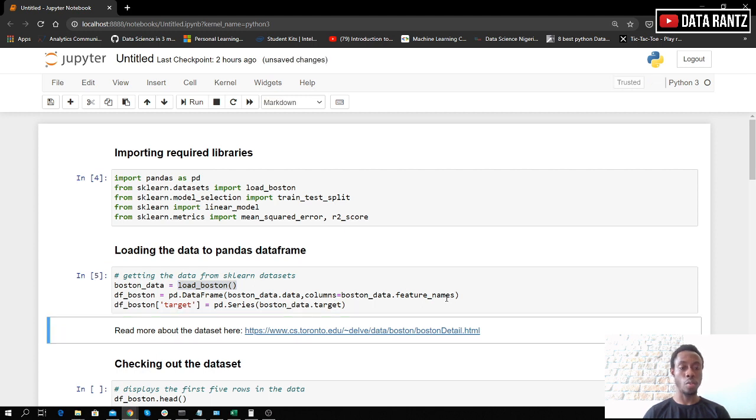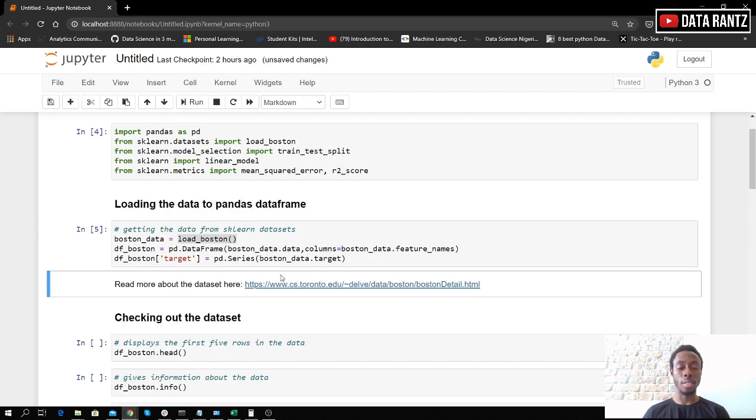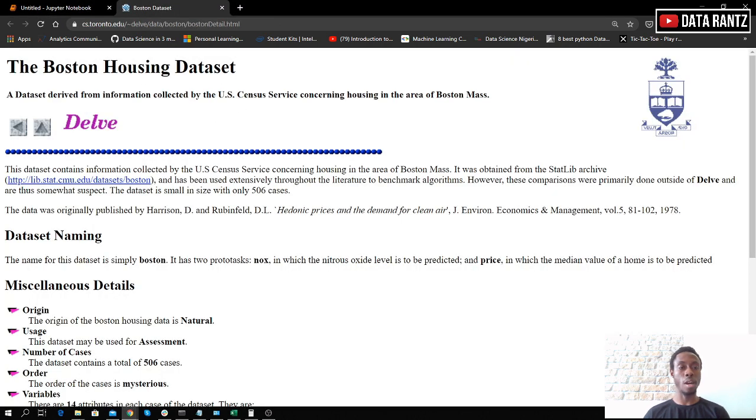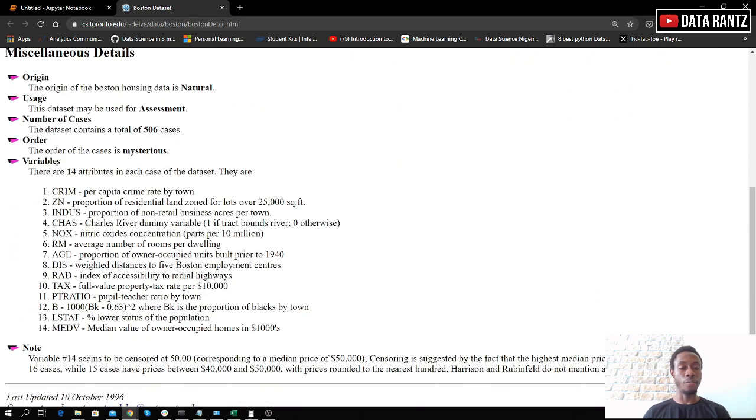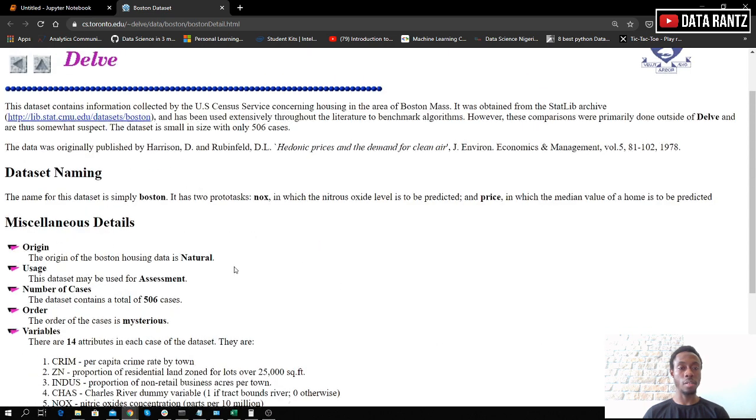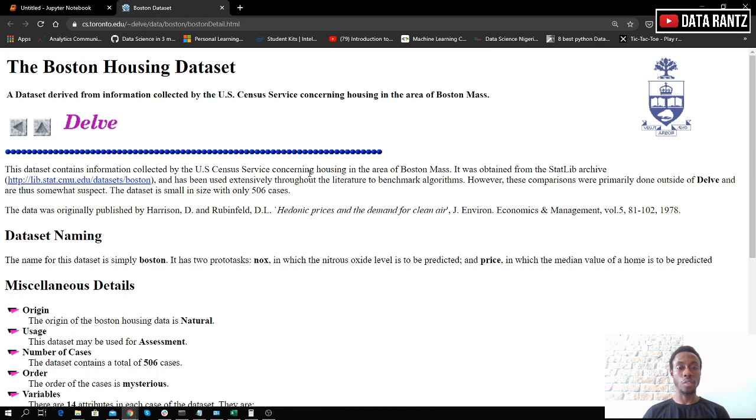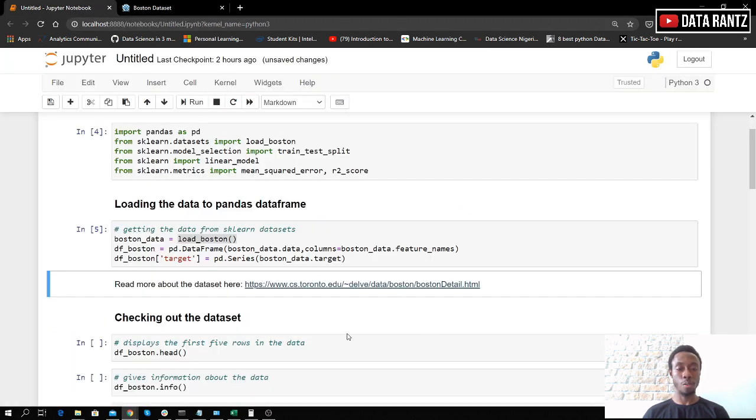All right, so I'm going to run that. If you want to know more about the data, we can just use this link and you would get to read more about the Boston housing dataset. Basically it contains different variables. It has about 14 variables, of which one is the label, which is the target that we'll be trying to predict. So it has all of these variables that help in predicting this target. You can follow the link and learn more about it. It was collected by the US Census Service. Yeah, so back to our notebook.